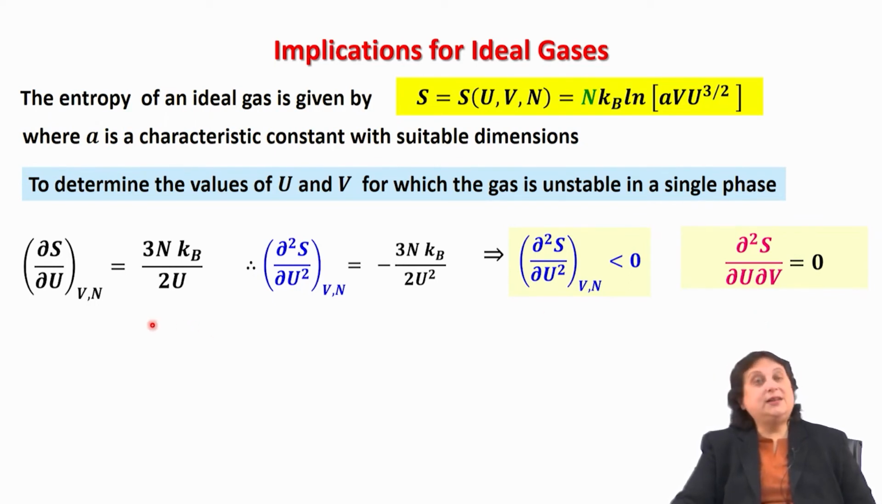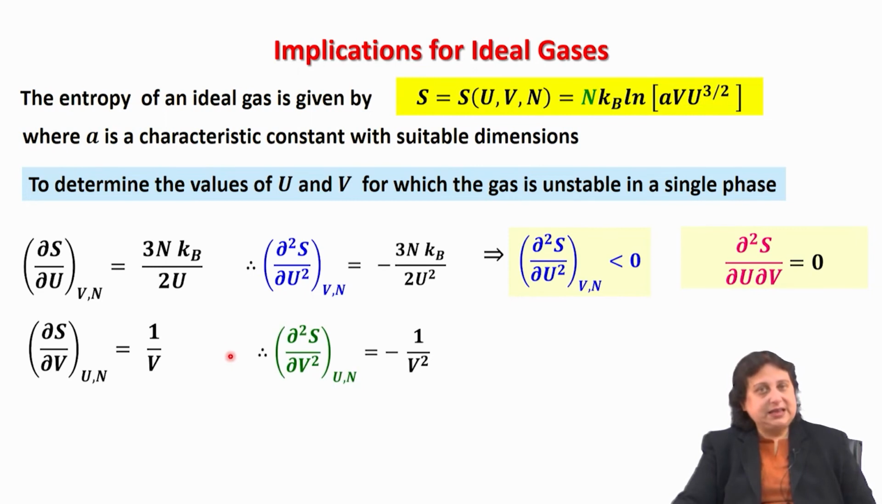Now, what is the other condition that I should be looking at? What is ∂S/∂V at constant U, N? That is equal to 1 by V. Therefore, I can immediately say that the second derivative of S with respect to V is a negative number. Therefore, I have checked the condition of stability: ∂²S/∂V² at constant U, N is less than 0. And also, since ∂S/∂V is 1 by V, it is independent of U.